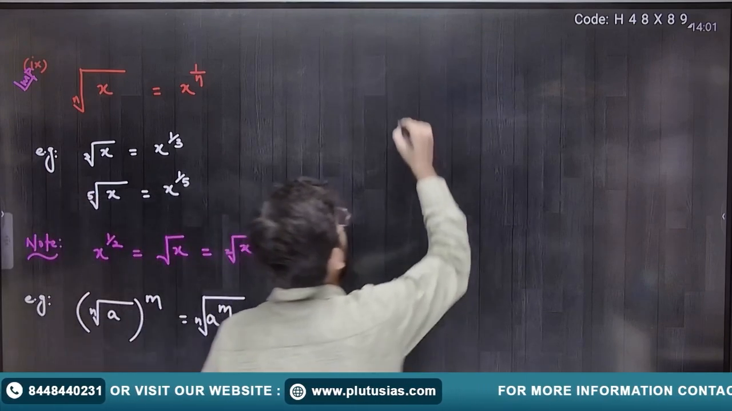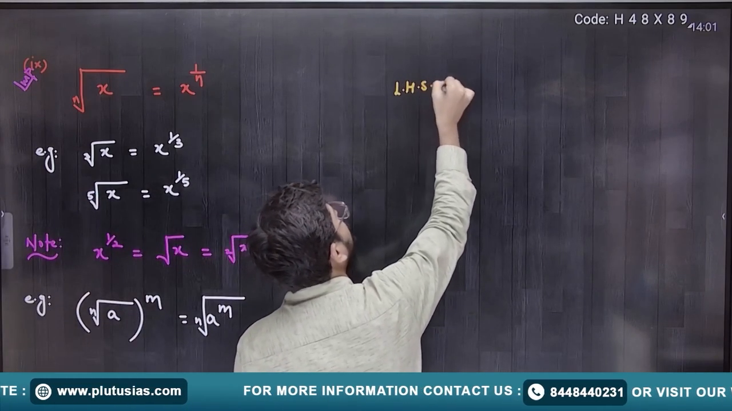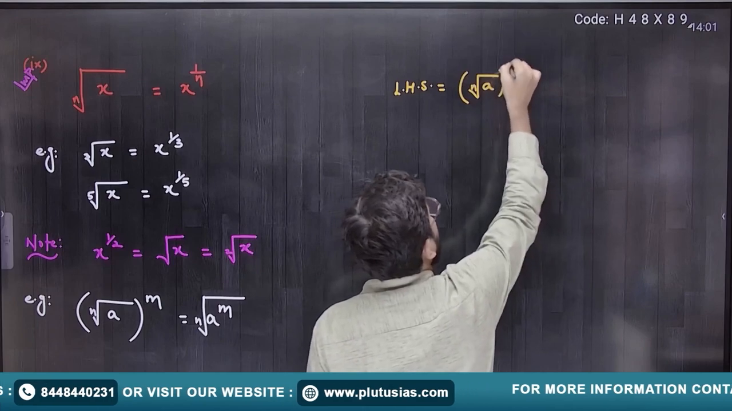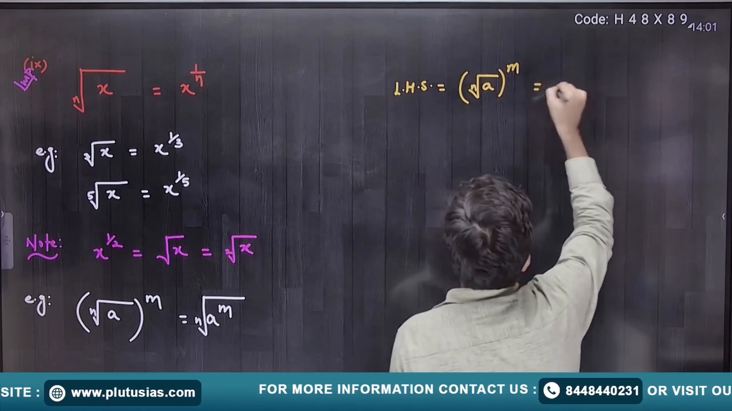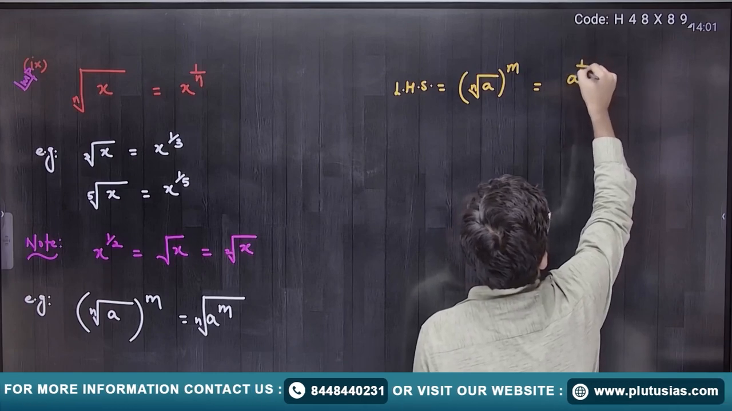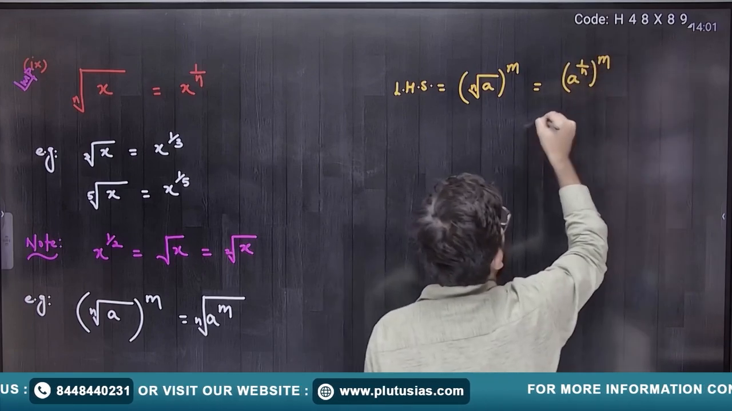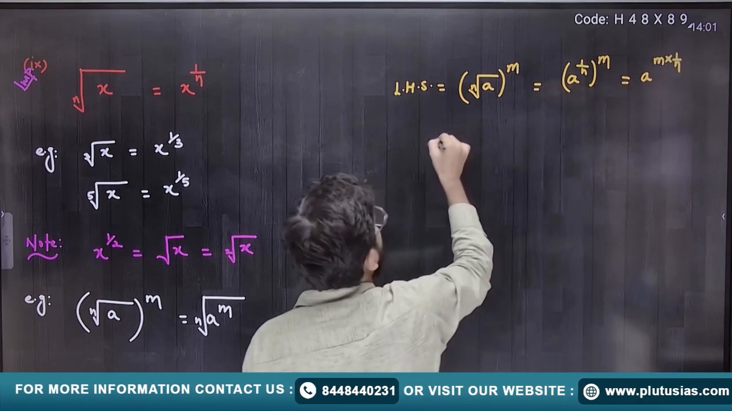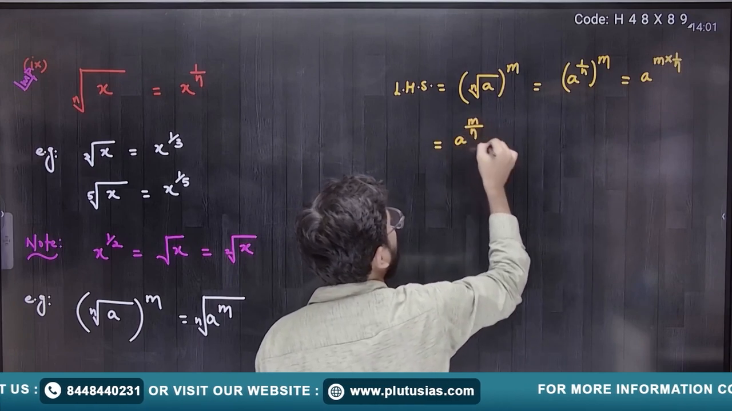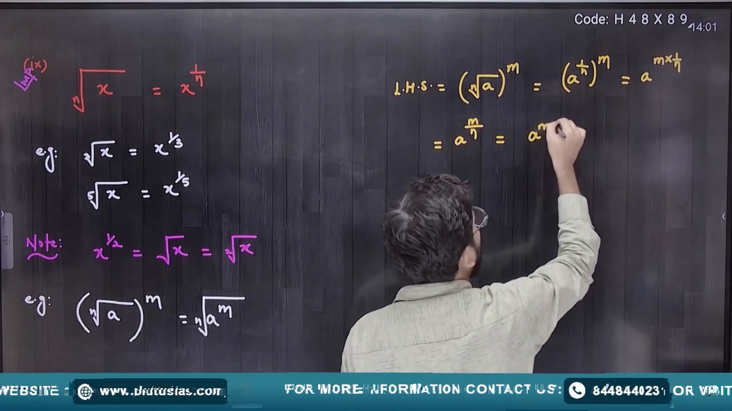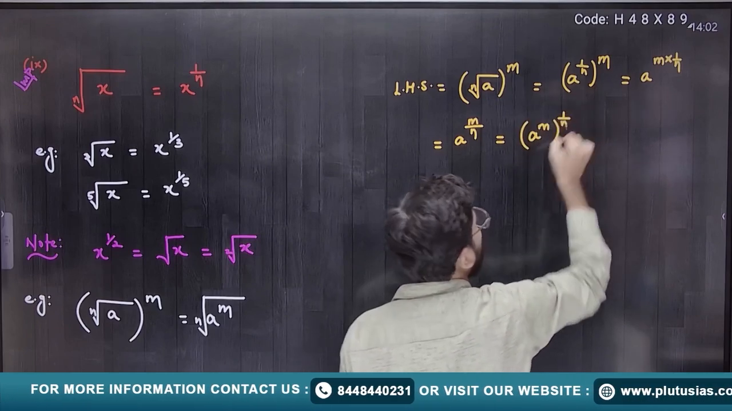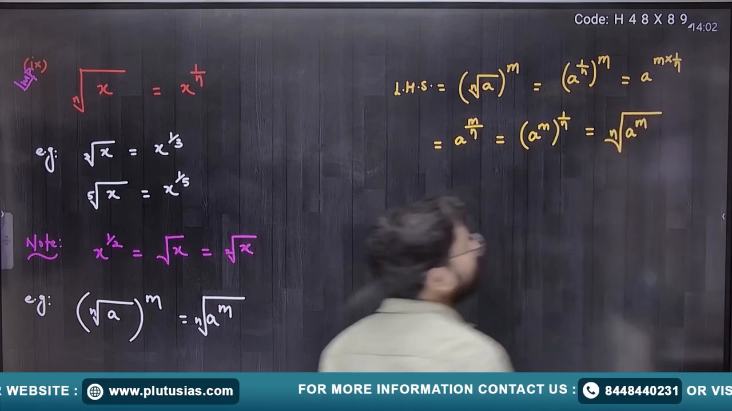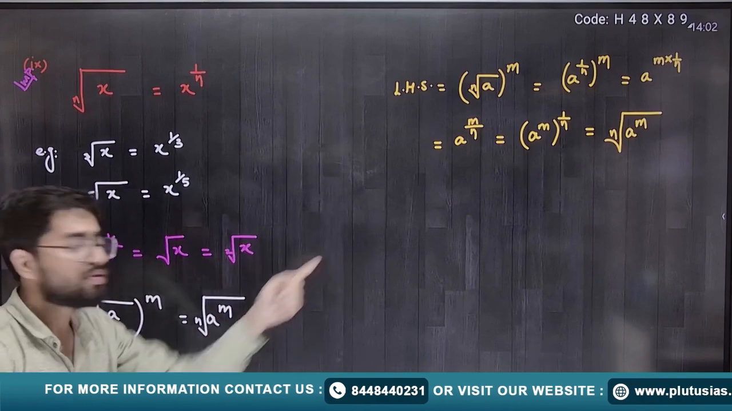So sir, if you observe your left hand side, that is a power 1 by n here, and this raised to power m, getting it? So that is a power 1 by n whole to the power m, and this is what we already know, that is a power m into 1 by n, which is a raised to power m by n. You can also say this is a raised to power m and that to the power 1 by n. So you can write like that, and this is your right hand side.